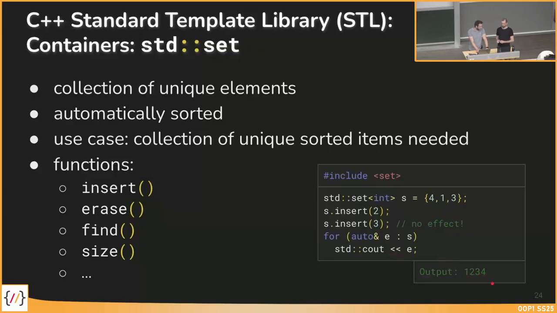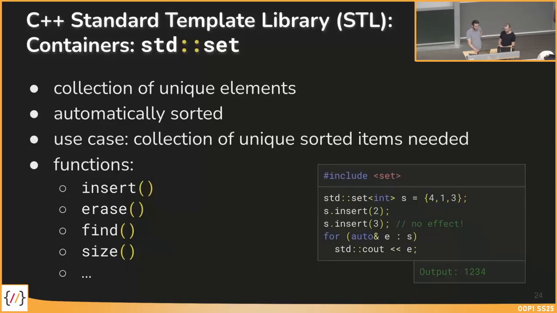4. So until now, all of our containers were kind of specific versions of the vector. Maybe with a different application, in this case they're ordered, but they're kind of all vectors. The last one is completely different.